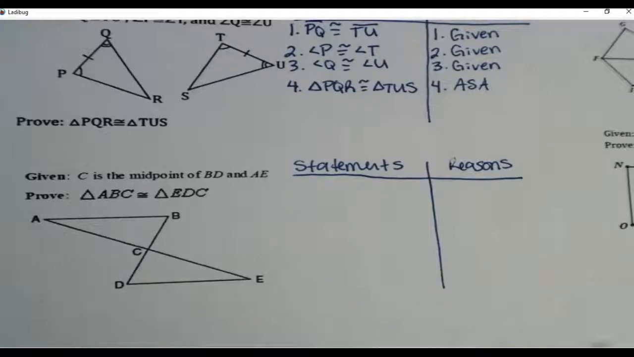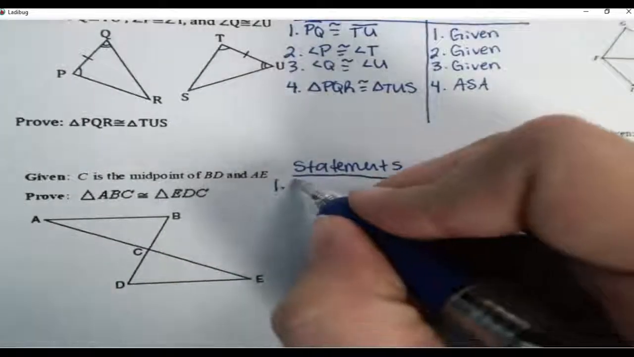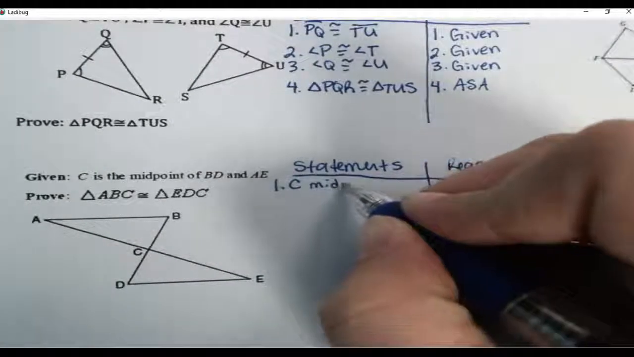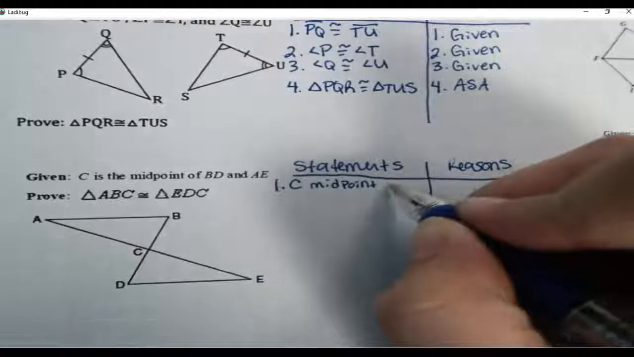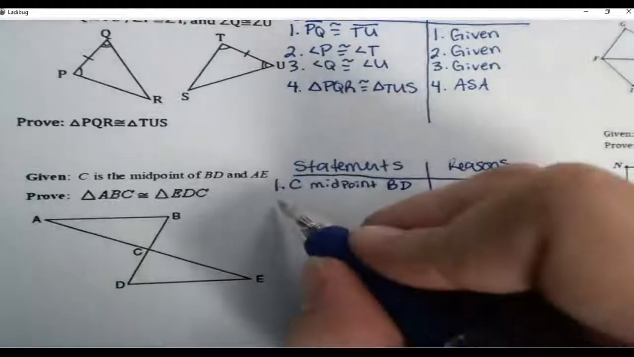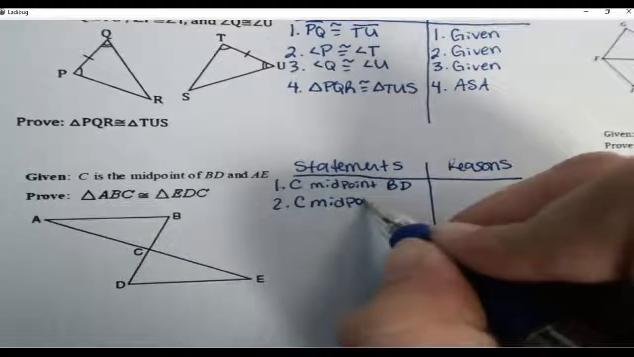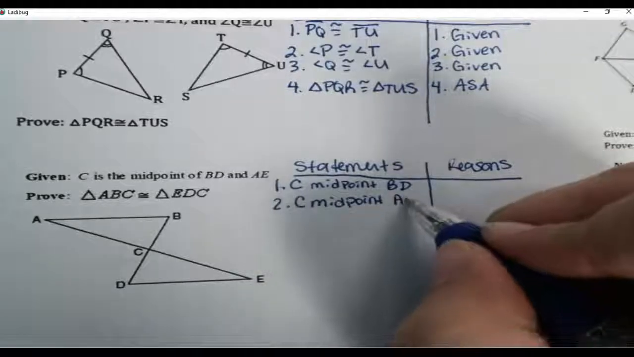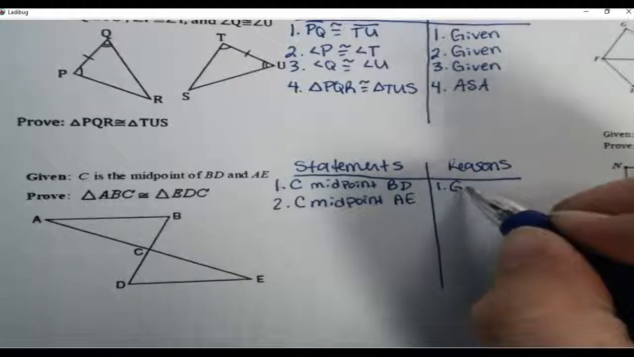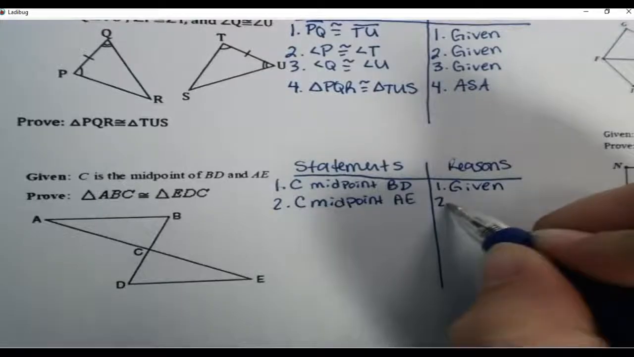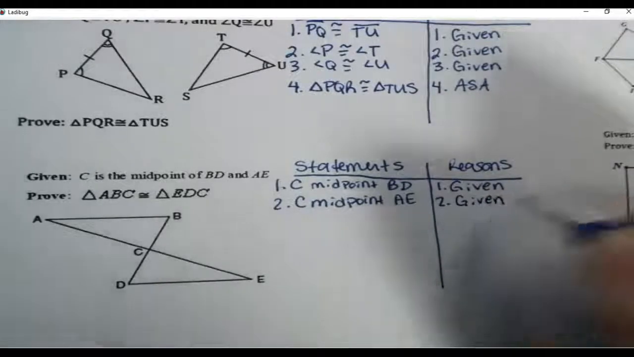So you can write your given as one long thing. C is the midpoint of BD and AE. But I'm going to split it. So I'm going to say C is the midpoint of BD and C is the midpoint of AE. And those are our givens. So C is the midpoint of BD and C is the midpoint of AE. And those are given. Again, if you want to write it as one long statement, that's fine. It doesn't matter, really.